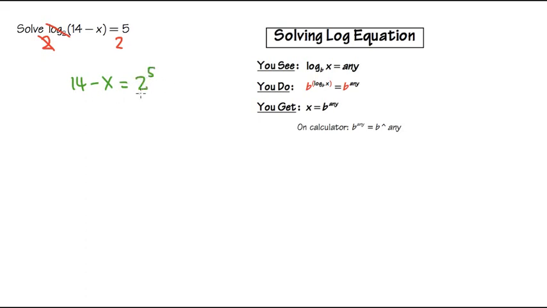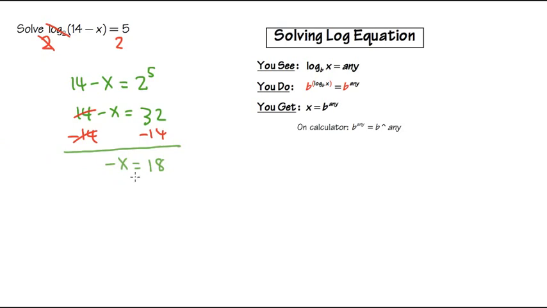You see, this is actually just a regular equation now, but we must change the log equation into exponential form first. This will be 14 minus x, and if we work out 2 to the 5th power, meaning 2 times 2 times 2 times 2 times 2, we get 32. Then we will just solve for x the regular way. That's minus 14 on both sides. This and that will cancel, and we will have negative x equal to 32 minus 14, which gives us positive 18.